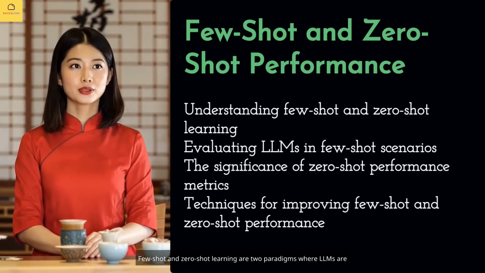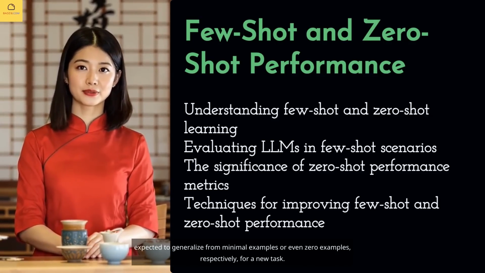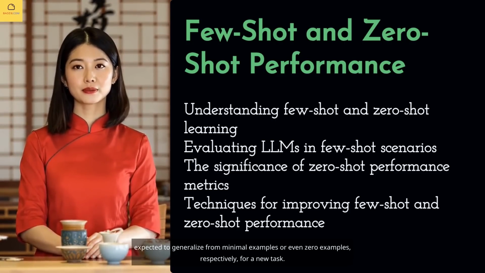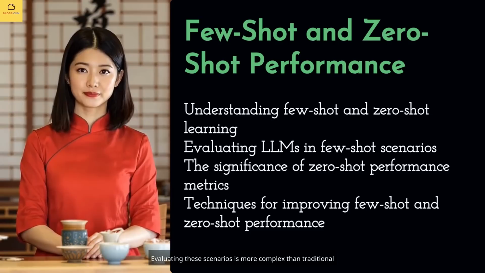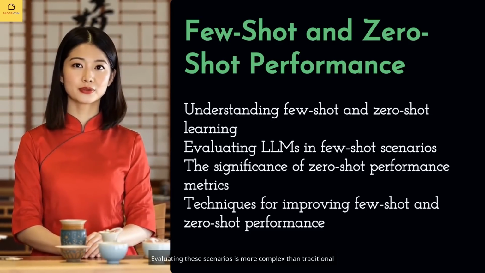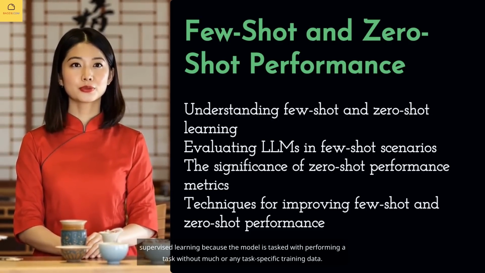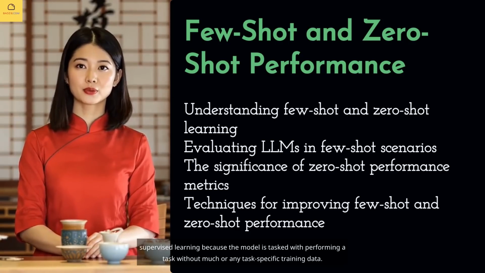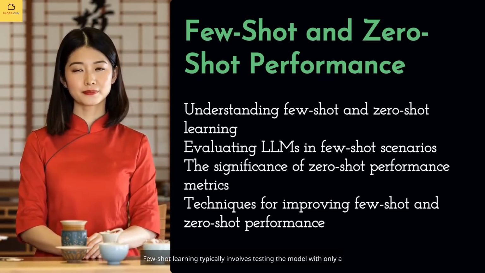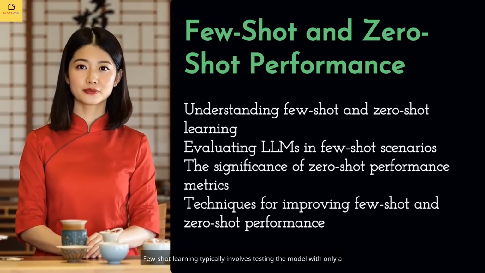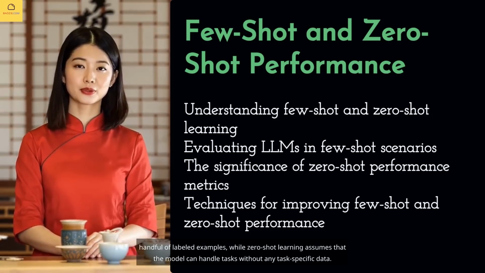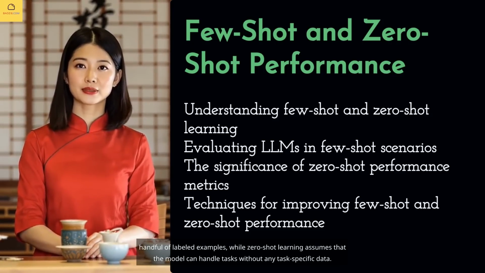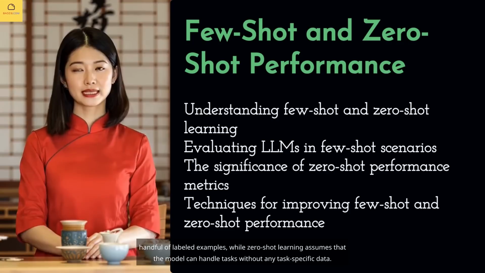Few-shot and zero-shot learning are two paradigms where LLMs are expected to generalize from minimal examples or even zero examples, respectively, for a new task. Evaluating these scenarios is more complex than traditional supervised learning because the model is tasked with performing a task without much or any task-specific training data. Few-shot learning typically involves testing the model with only a handful of labeled examples, while zero-shot learning assumes that the model can handle tasks without any task-specific data.